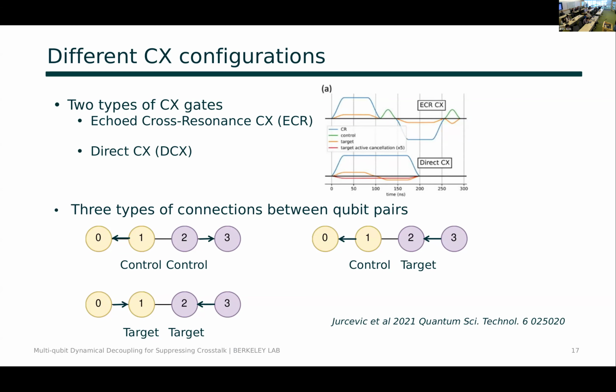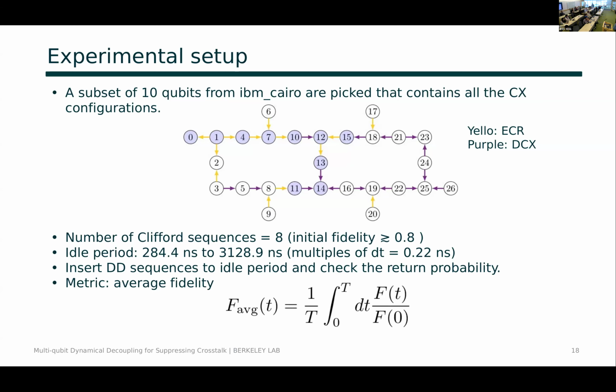When we execute the circuits on IBM quantum hardware, we need to take care of some hardware configurations. So there are 2 types of CNOTs on IBM quantum devices, and one is echo cross resonance, and the other one is direct CNOT gate. And also the hardware has a native gate direction. So if we have 2 qubit pairs, the connected 2 qubits can be control target, or target control. And we choose a subset of 10 qubits from this 27 qubit quantum device, which contains all these configurations.